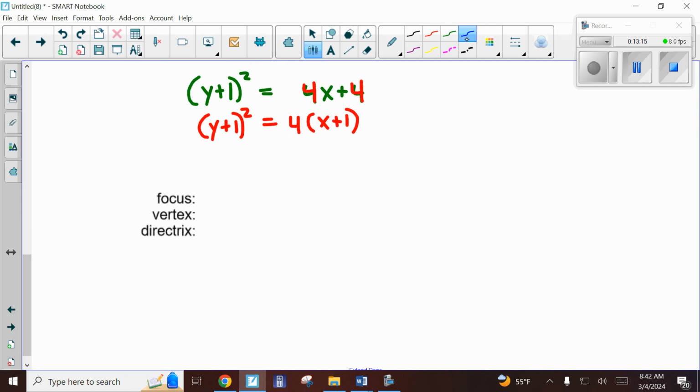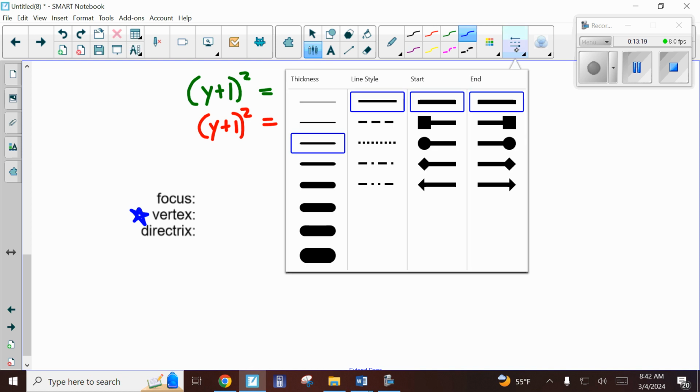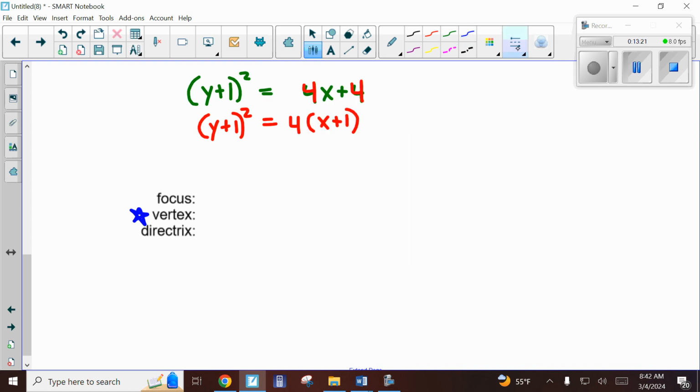So the vertex, be careful with this one because the letters are backwards. Now, fortunately, it's got the same numbers in both spots, so it's not going to matter if you write it backwards because it's going to be -1, -1. The letter on the right is x, so that means the graph has to go either left or right. So we take 4p and set that equal to the front number, so 4. And then we just divide by 4. So p is equal to +1.